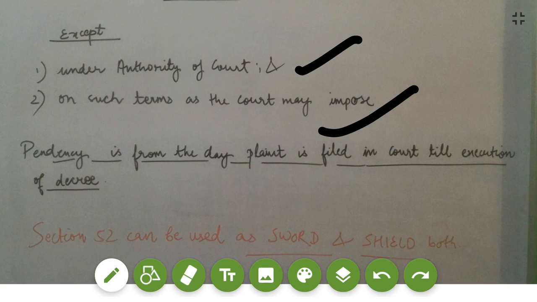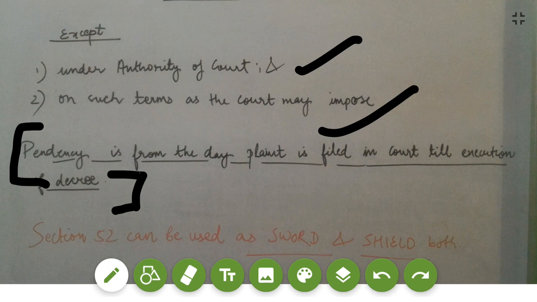And pendency is from the day the plaint is filed in the court till execution of the decree. Okay, so it can be asked ki pendency kab se kab tak hoti hai. So pendency is from the day the plaint is filed in the court and till the execution of decree.